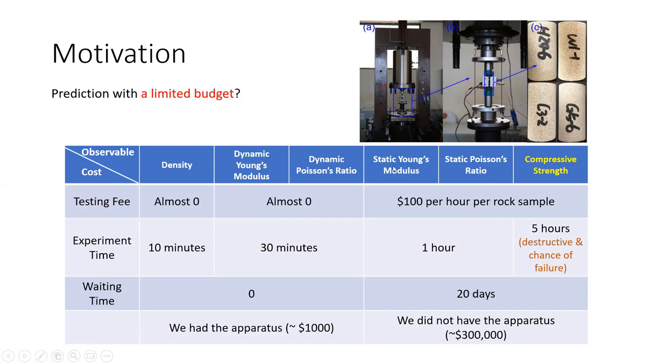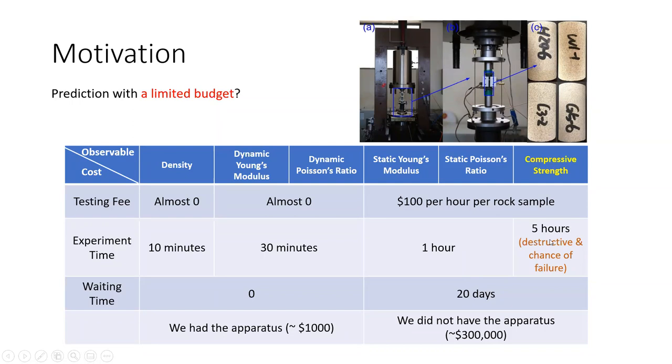However, other parameters are extremely hard to get because we don't have the device to do the experiment, like this one, which costs about $300,000. Usually we have to make an appointment before we can do the experiment, and that takes about 20 days. Once we have the machine, we pay $100 per hour per rock sample. For the static Young's modulus and Poisson's ratio, it typically takes 1 hour to finish the experiment. But for our major concern here, the compressive strength, it usually takes 5 hours.